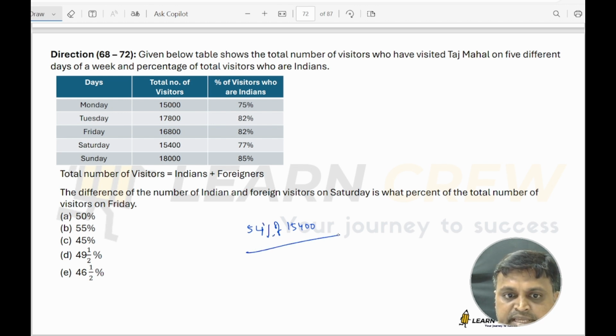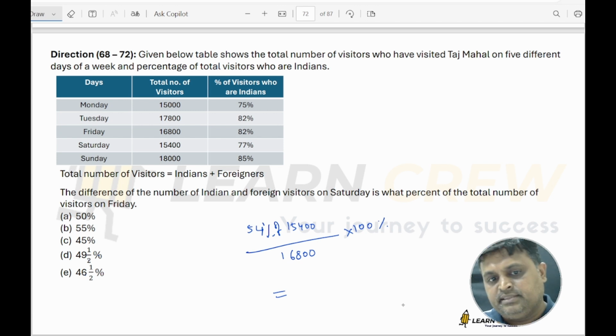Is what percentage of the total number of visitors of Friday? On Friday, how much do you have? 16,800. So this value is how much? See here. Again, what is this value? The options you have here are 50%, 55%, 45%, 49.5%, and 46.5%.